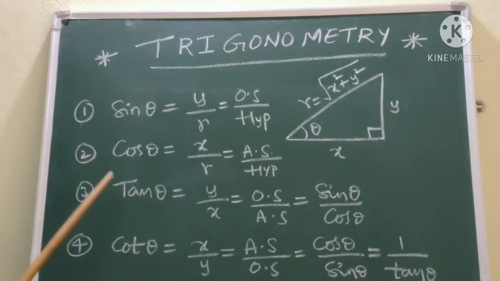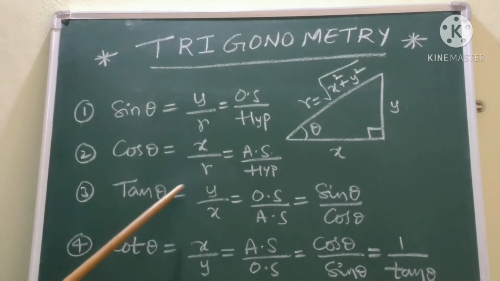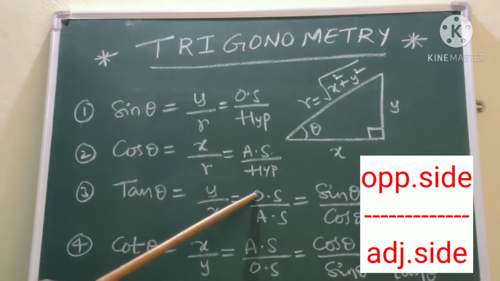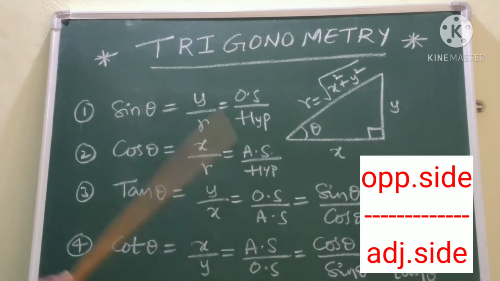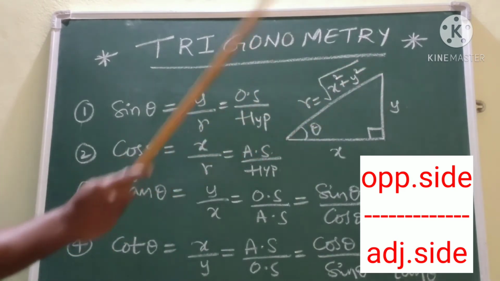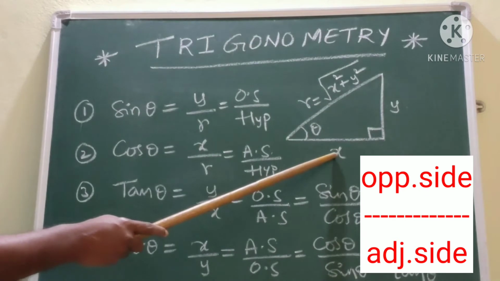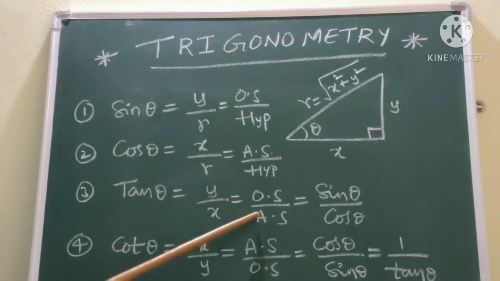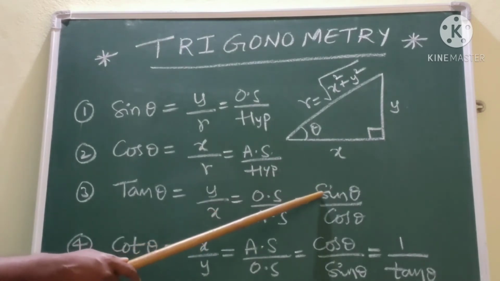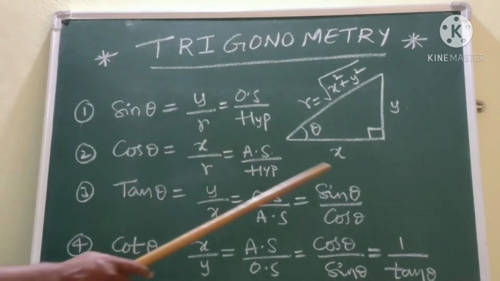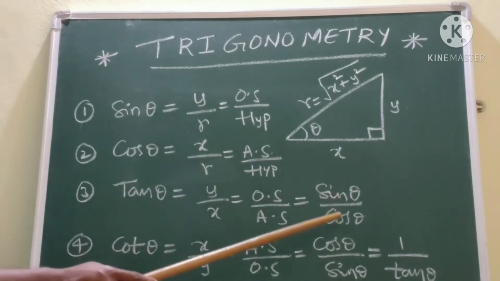Third one, tan theta, that is equal to y by x. y by x means opposite side by adjacent side. For angle theta, y is called opposite side, x is called adjacent side. It is also derived from sin theta by cos theta. That means tan theta is equal to sin theta by cos theta.